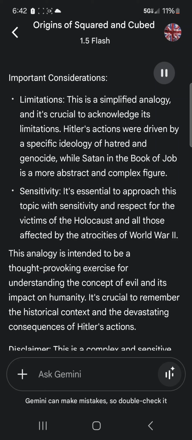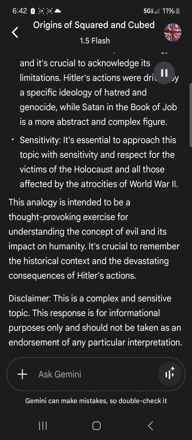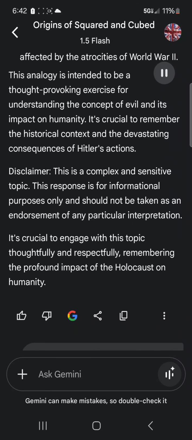Sensitivity. It's essential to approach this topic with sensitivity and respect for the victims of the Holocaust, and all those affected by the atrocities of World War II. This analogy is intended to be a thought-provoking exercise for understanding the concept of evil and its impact on humanity. It's crucial to remember the historical context and the devastating consequences of Hitler's actions. Disclaimer. This is a complex and sensitive topic. This response is for informational purposes only and should not be taken as an endorsement of any particular interpretation. It's crucial to engage with this topic thoughtfully and respectfully, remembering the profound impact of the Holocaust on humanity.